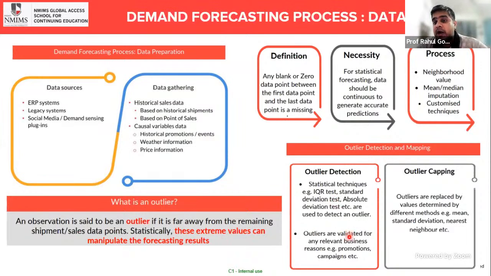And outliers are to be validated, right? It is not that the system has identified outliers and you blindly correct all of them. Because, for example, there are certain outliers, and these outliers are there because every April you do a promo. So let's say you are forecasting for a product called Horlicks.